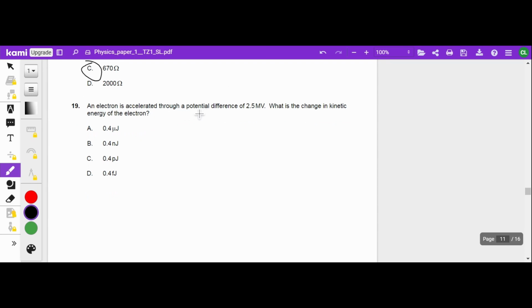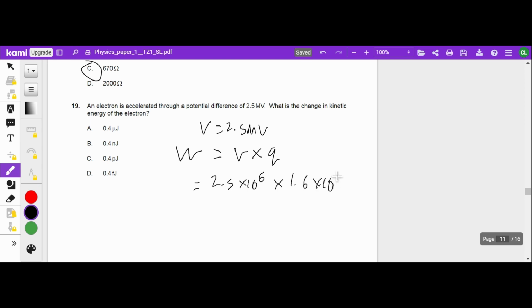An electron is accelerated through a potential difference of 2.5 MV. What is the change in kinetic energy of the electron? So you can use work done. So work equals voltage times charge. And you can use the formula booklet to find the value of Q. So it's 2.5 times 10 to the power 6 volts times 1.6 times 10 to the power minus 19.